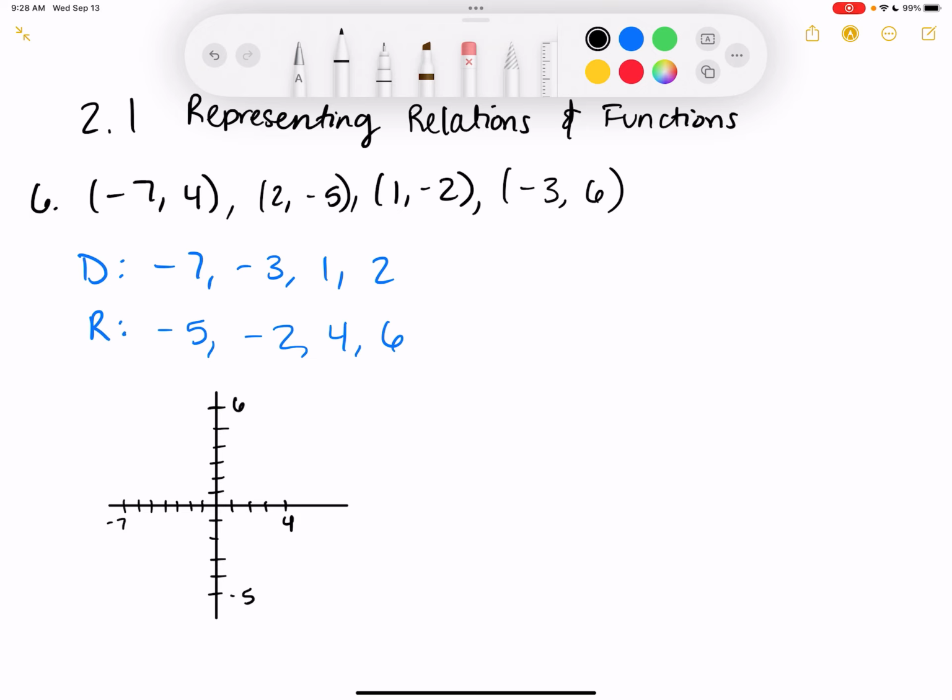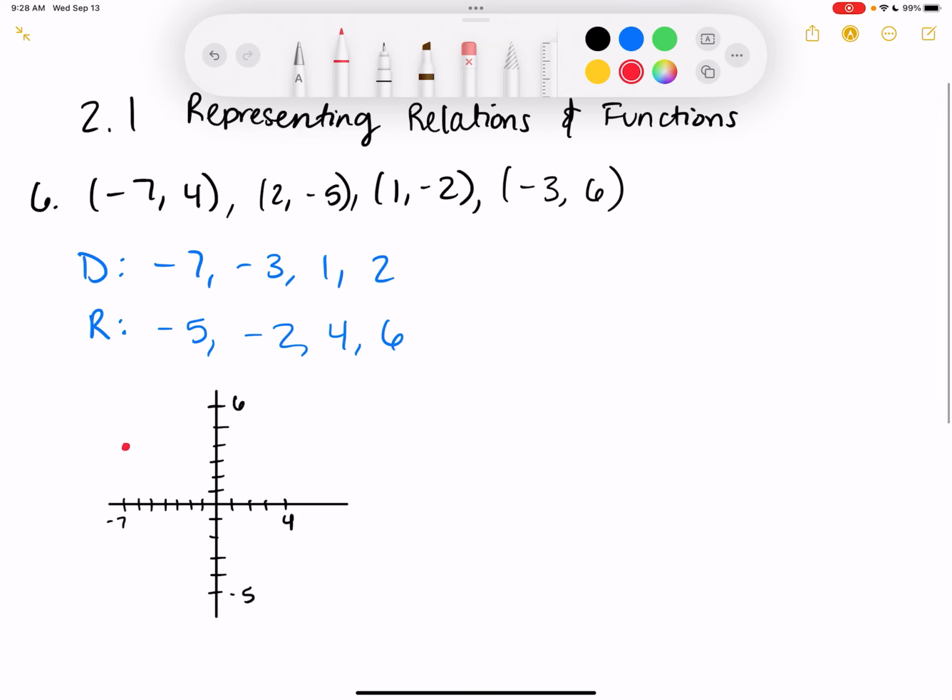Now, what you're going to notice is I don't label every little dash, and you don't have to use graph paper. Totally up to you if you want to. But with these, all we do is we plot the points, okay? So people often try to connect them. They don't get connected. They just get graphed. So -7, 4. 2, -5. 1, -2. And -3, 6. So something like that.